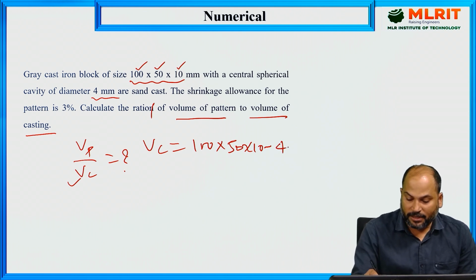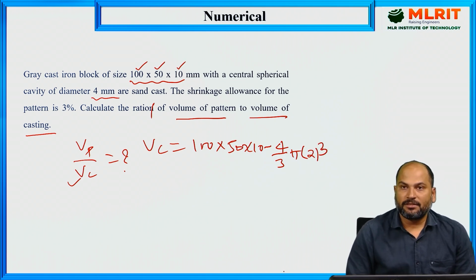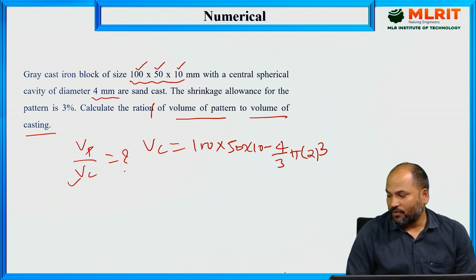The volume of that spherical cavity will be 4 upon 3 pi, and what is the radius? It is 2, so this cube. So this is the volume of the casting. Now what will be the pattern?